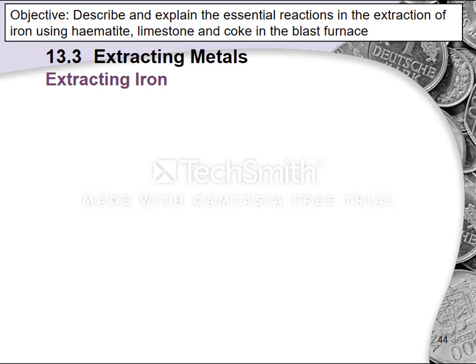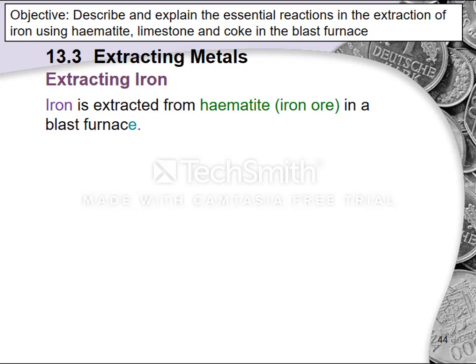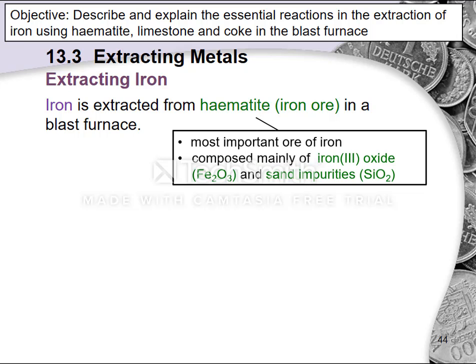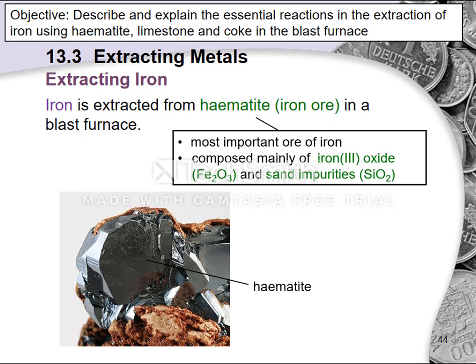Now we'll focus a bit more on the reactions in the blast furnace to extract iron. This is an example of a reduction process, reduction by carbon. Iron is extracted from hematite. Hematite is one of the iron ores that's commonly found, and it contains a high percentage of iron. That's why it's commonly used to extract iron from the ore. Because this is a mixture and it comes with sand and rocks and other impurities. Now this is hematite.